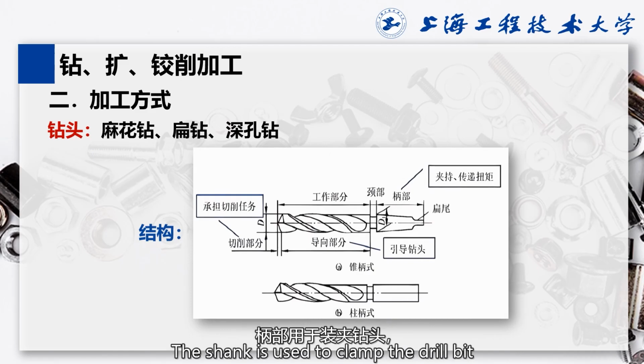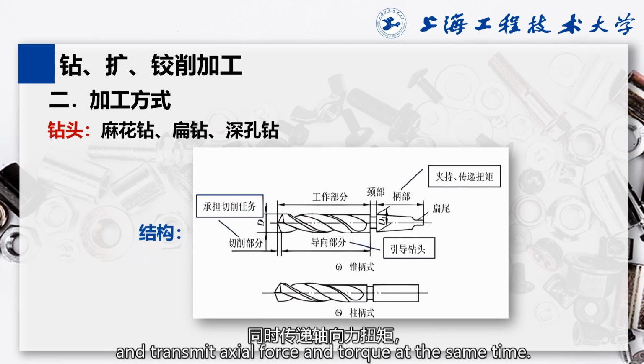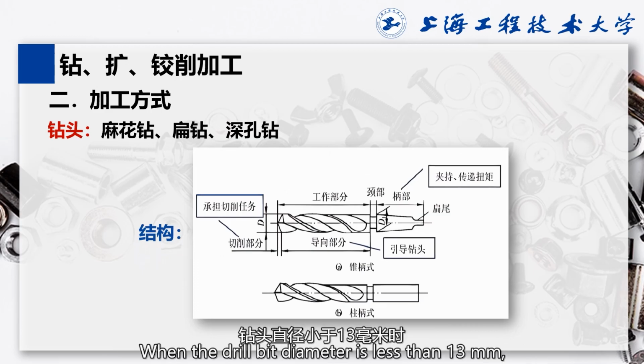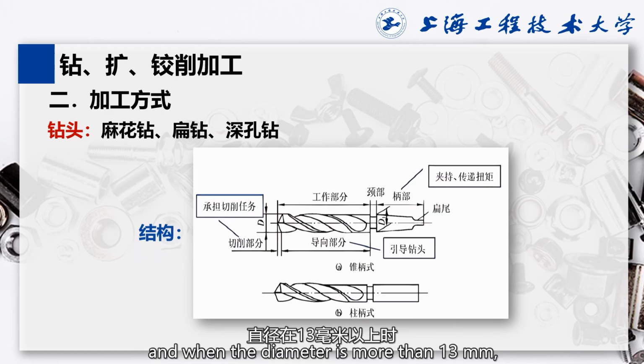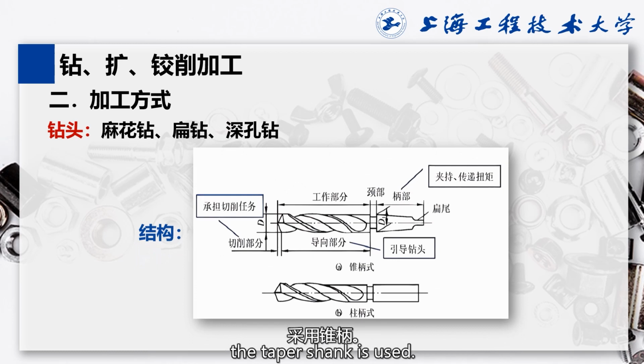The shank is used to clamp the drill bit and transmit axial force and torque at the same time. When the drill bit diameter is less than 13 mm, the straight shank is usually used, and when the diameter is more than 13 mm, the taper shank is used.